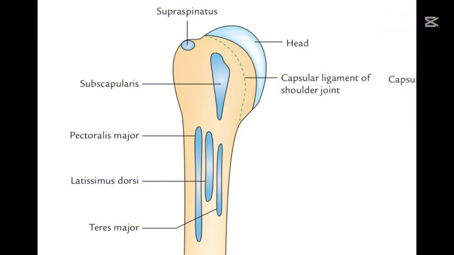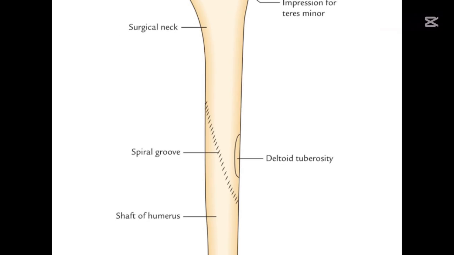Now in the shaft, what can you see? In the shaft, if you look down the bone, what can you see? You can see the radial groove. So I'm just giving you so it will be much easier for you. The radial groove is where the radial nerve passes through, because when there's a fracture of the shaft of the humerus, what happens? You are damaging the radial groove.